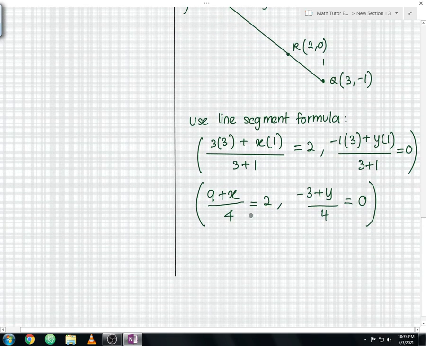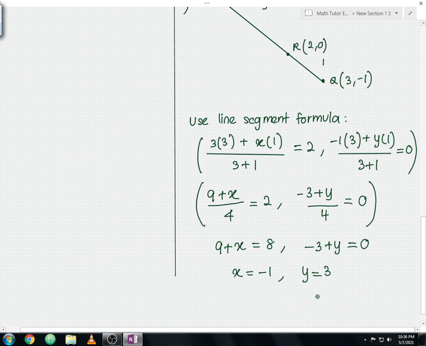Okay, so from here 9 plus X will be equals to 8, comma. So from here negative 3 plus y will be equals to 0. So from here you get your x is equals to negative 1, okay, comma, and then you get your y is equals to 3. Okay, so hence your coordinate T will be equals to negative 1 comma 3. So this is your final answer, guys. Okay, let me underline the solution for the question part B.